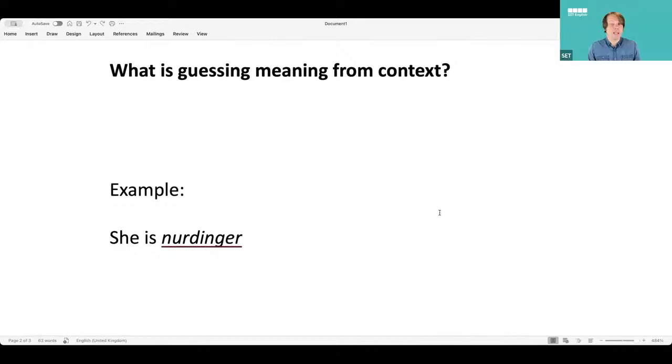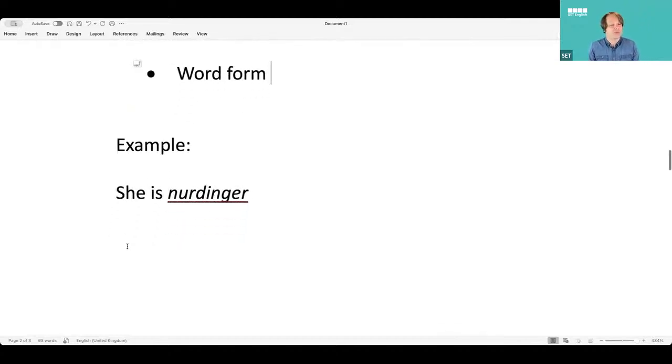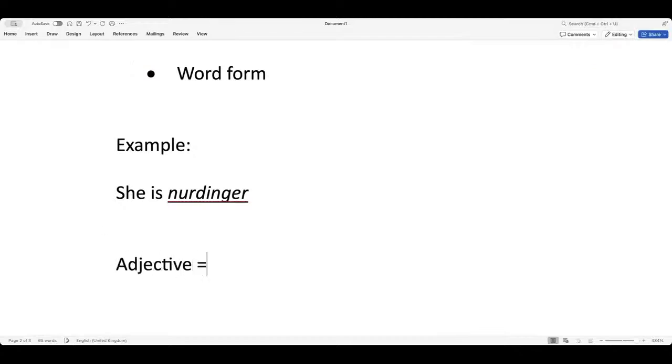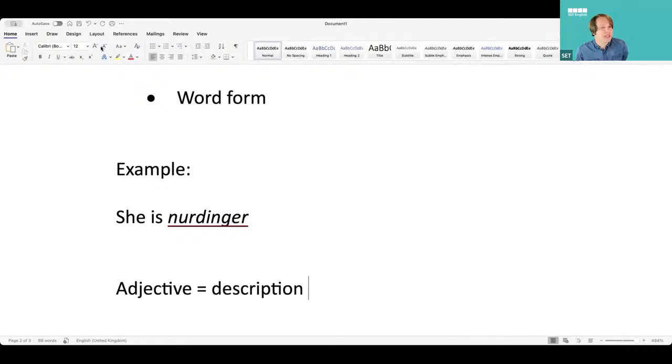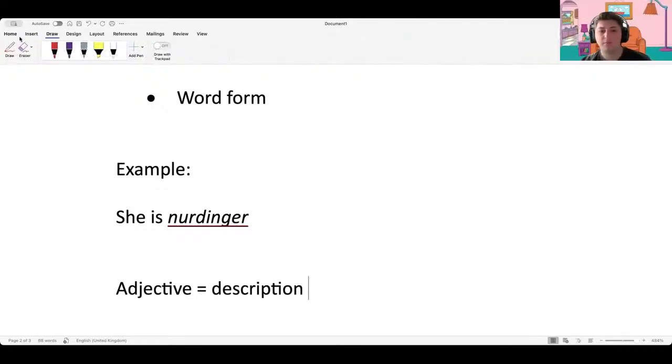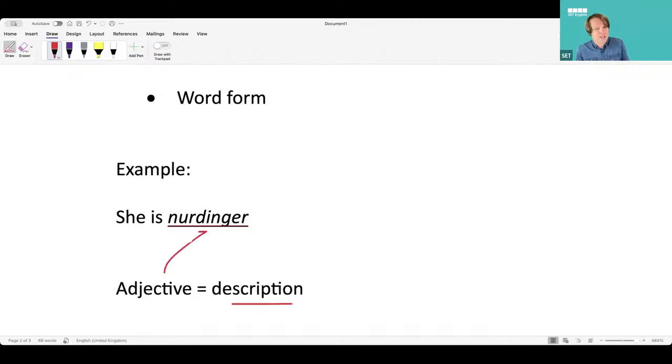So how do we guess meaning? We look at word form. Okay, that's the first thing we think about. Is this a noun? Is it a verb? Is it an adjective? What do adjectives do? What's the job of an adjective? Description. Noun and pronoun. Description, right? And Enes, you were saying probably condition or something, right? Maybe, yeah. Because it's a kind of description, right? Or it's telling you a state, something like that. It was a good guess.